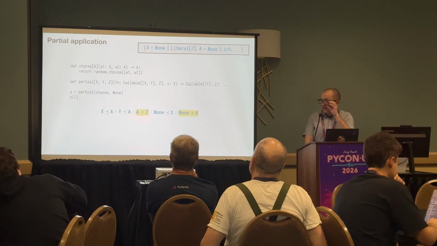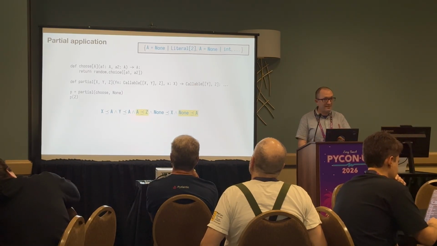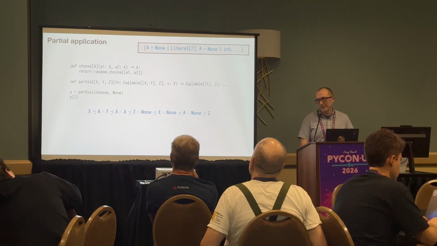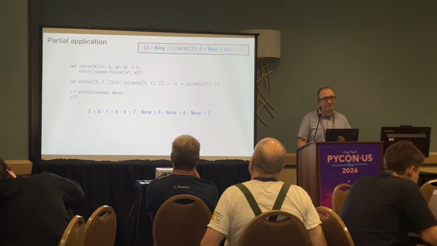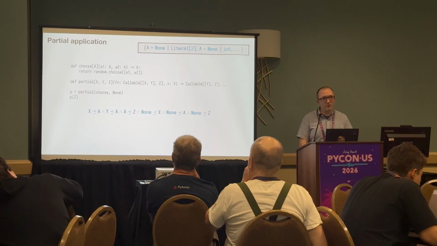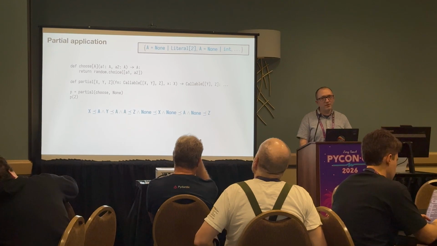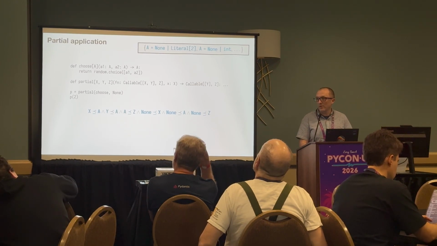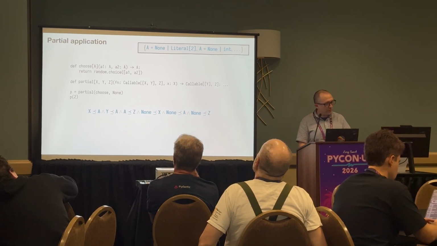We have another transitivity here that we can look at. None is a subtype of A, and A is a subtype of Z, so none is also a subtype of Z. So this is the same constraint set we had before. We've just iterated on it a little bit to add some derived information that we can infer from the other facts that we know about. Why did we do this?